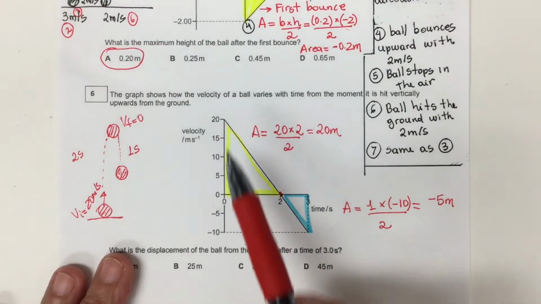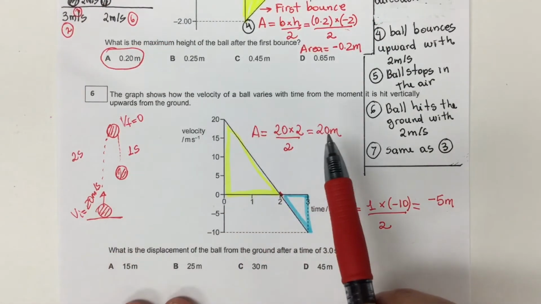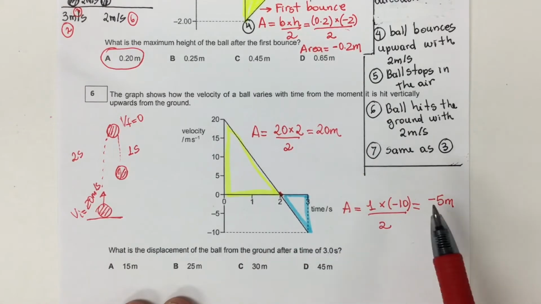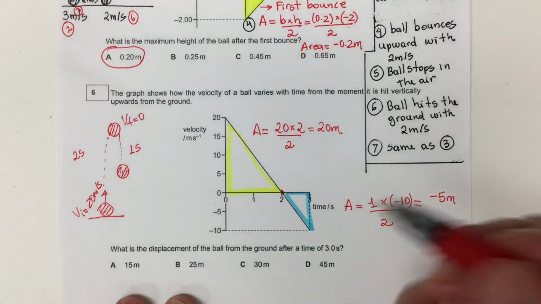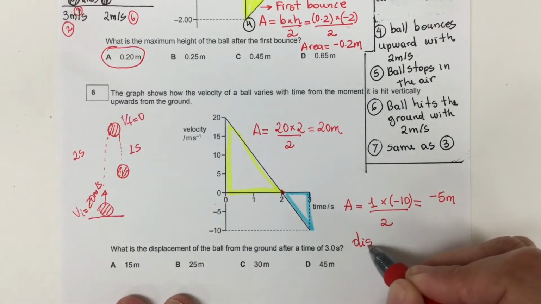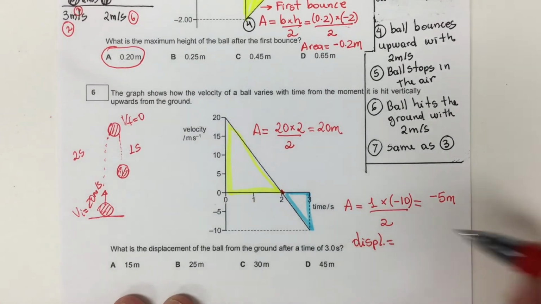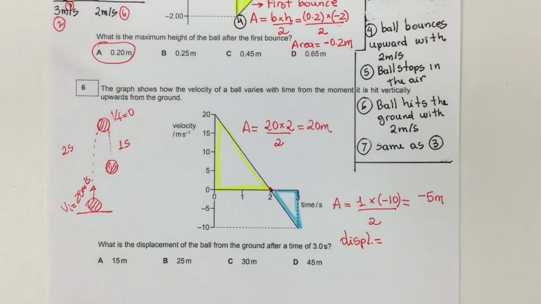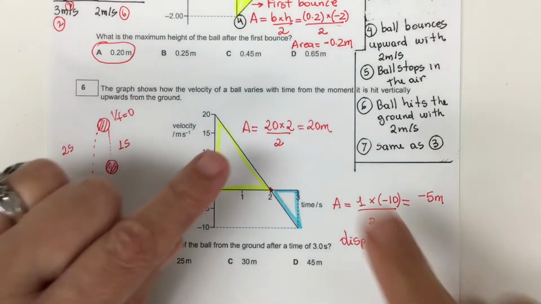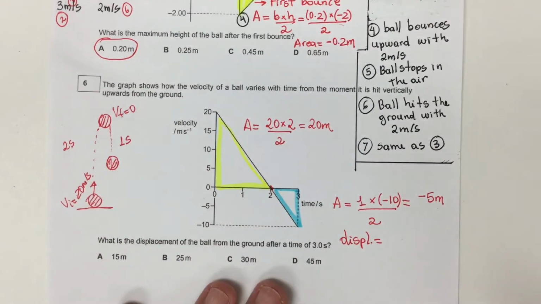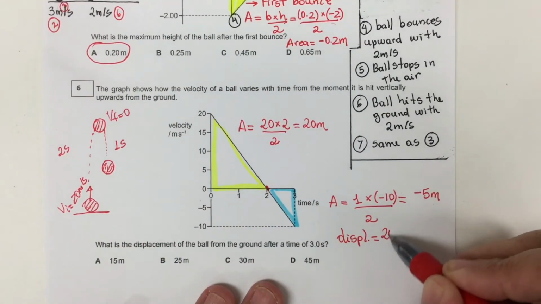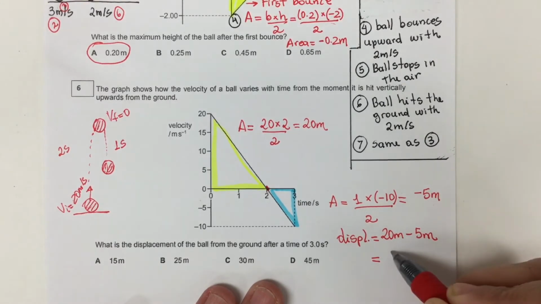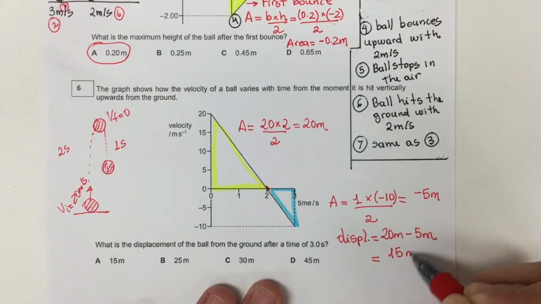So the area of the yellow shaded triangle is 20 meters, and the area of the blue shaded triangle is negative 5 meters. So in terms of displacement, we are going to consider the sign of those areas. If it was distance, no. Distance would be 25 meters. But displacement will be 20 meters minus 5 meters, which is equal to 15 meters.